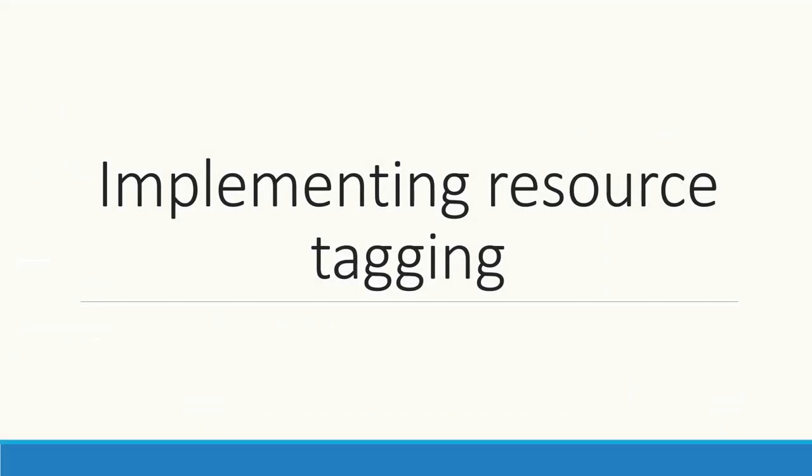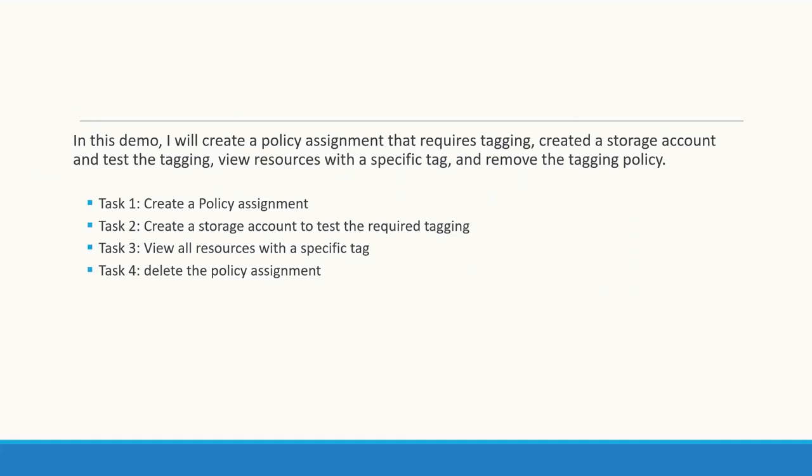In this demonstration, I'm going to show you how you can implement resource tagging. So basically, what I will do is create a policy assignment that requires tagging. And I'm going to create a storage account and test that tagging. Then we're going to check one or two other things, like viewing the resources of a specific tag and so on.